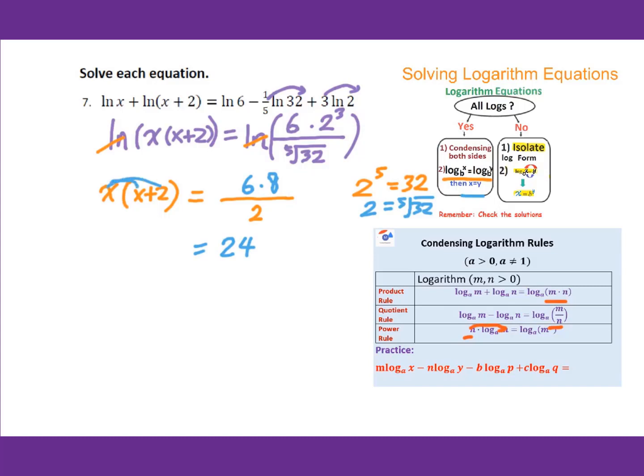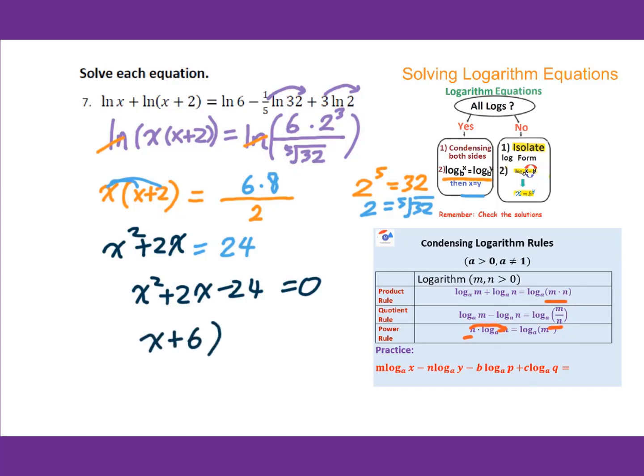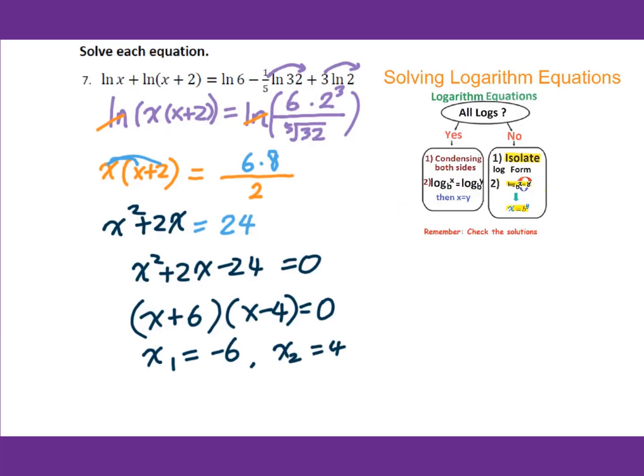Then on this side you have to use the distributive property because this will be a quadratic equation. So we got x squared plus 2x minus 24 equals 0. Then we get x plus 6 times x minus 4 equals 0. x1 equals negative 6, x2 equals 4. Then you need to check the solutions.